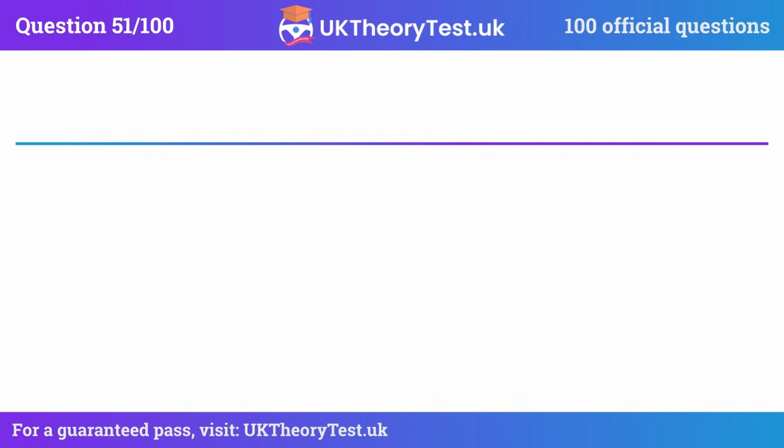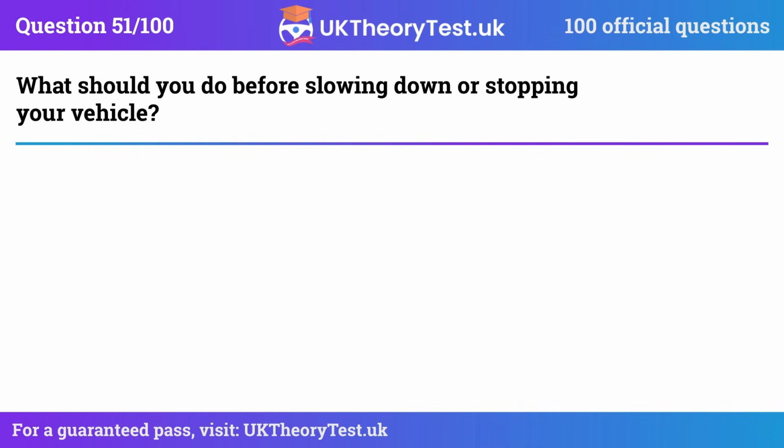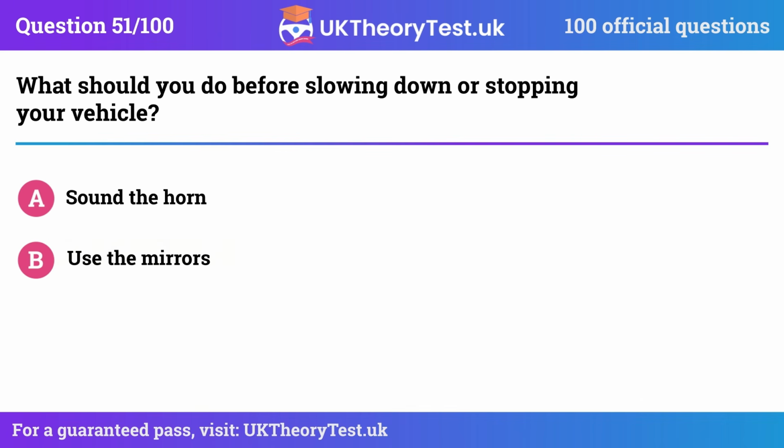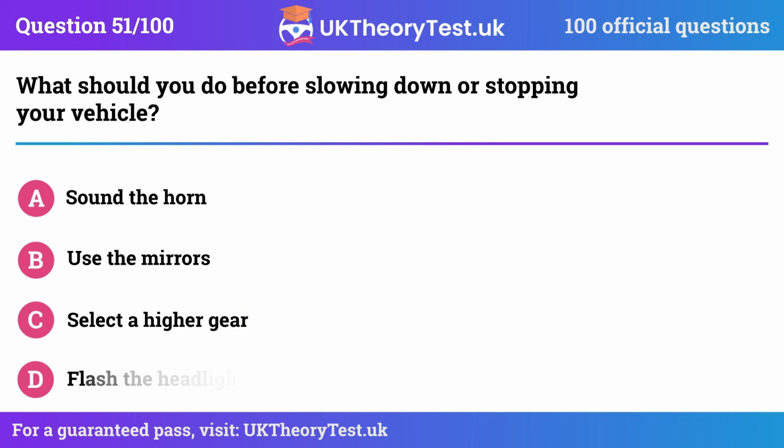Question 51. What should you do before slowing down or stopping your vehicle? A. Sound the horn. B. Use the mirrors. C. Select a higher gear. D. Flash the headlights.